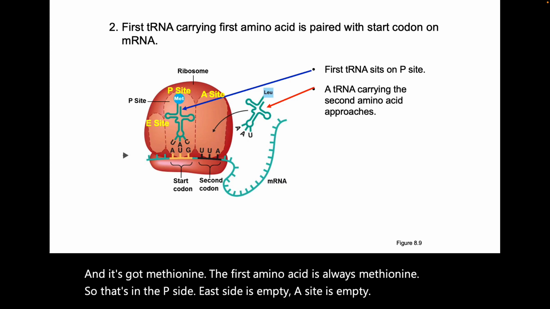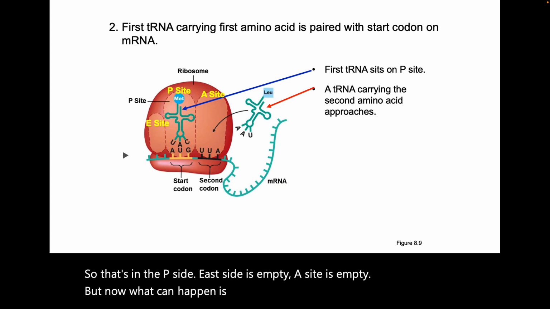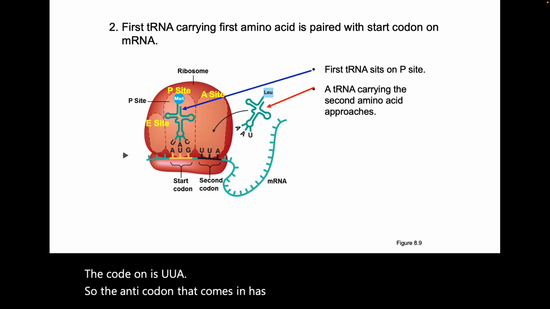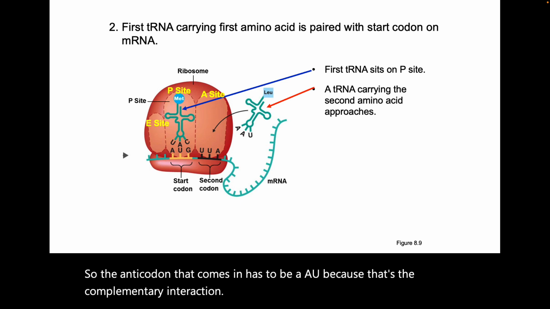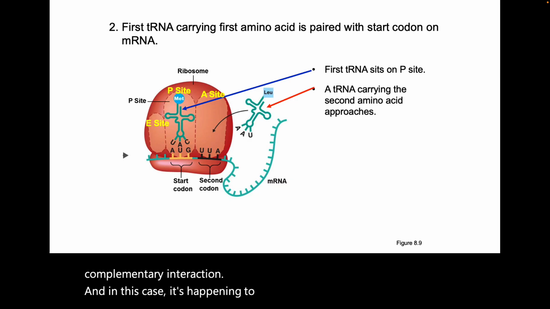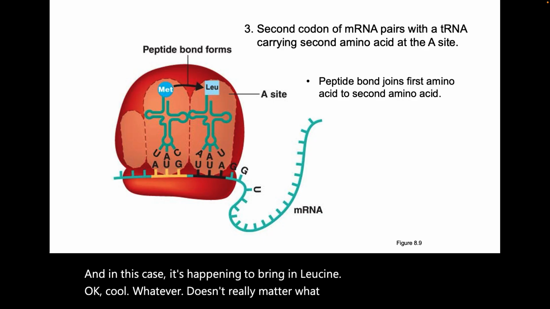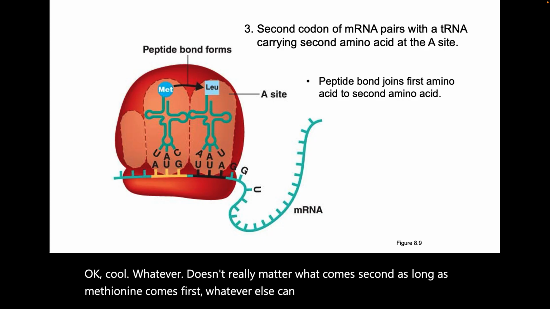But now what can happen is the second tRNA recognizes the codon that's available in the A site. The codon is UUA. So the anticodon that comes in has to be AAU, because that's the complementary interaction. And in this case, it's happening to bring in leucine. Okay, cool, whatever. It doesn't really matter what comes second. As long as methionine comes first, whatever else can come second. Doesn't matter.